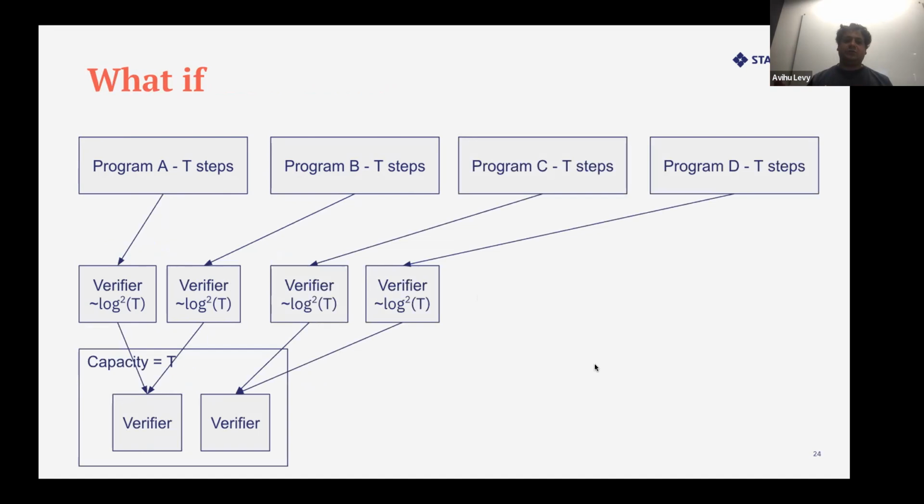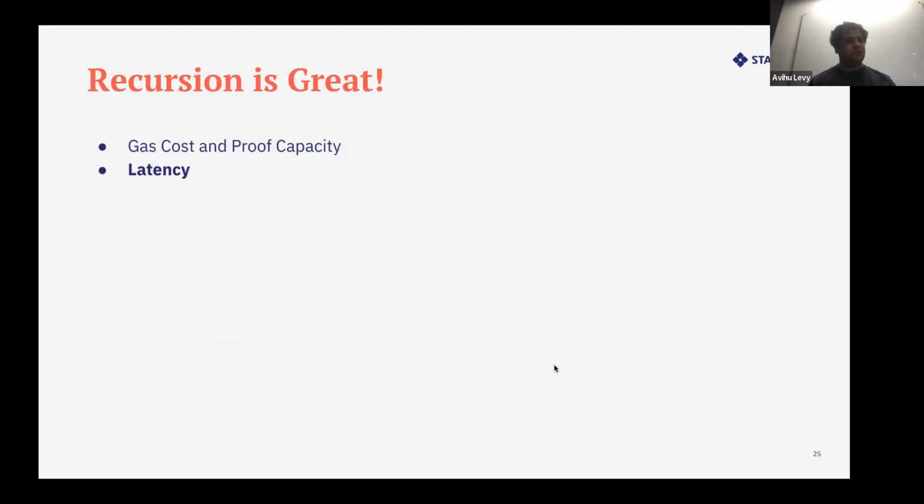We can do it also with 4 programs and in a tree structure. That means that now those 4 programs, even though previously they would require 4 separate proofs, at the end of the day we only send a single proof to the on-chain verifier for 4 times more steps. And that means 4 times more transactions, and that means 4 times lower cost. And it can go on and on. It can do a lot of savings.